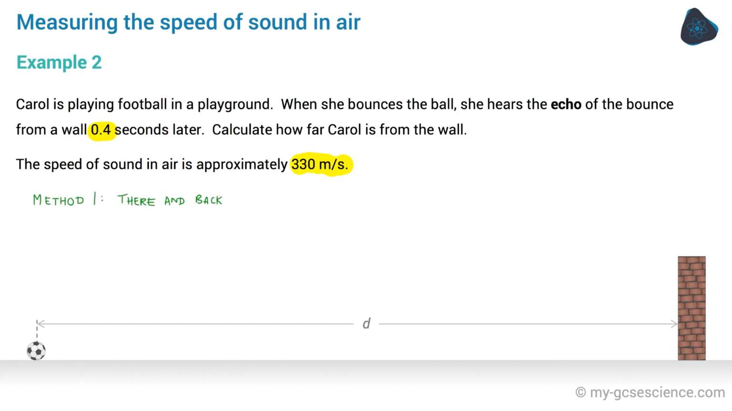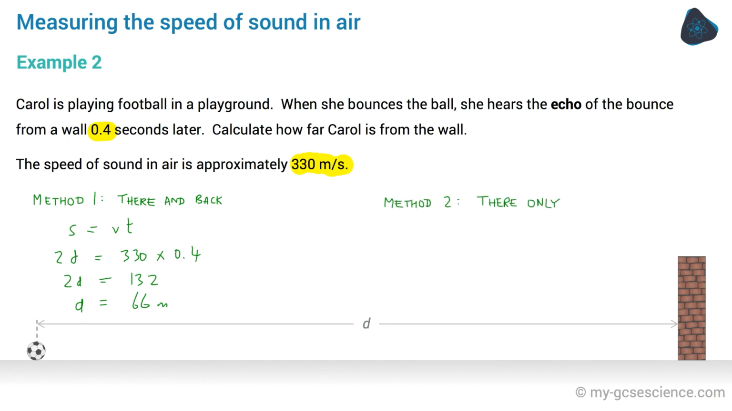In method 1, we're going to think about the sound wave travelling all the way to the wall, then all the way back. Our equation again is distance equals speed times time. Here, the distance is actually going to be twice the distance to the wall, and on the right hand side, subbing in, we have 330 times 0.4. So 2d equals 132, and the distance to the wall is 66 meters.